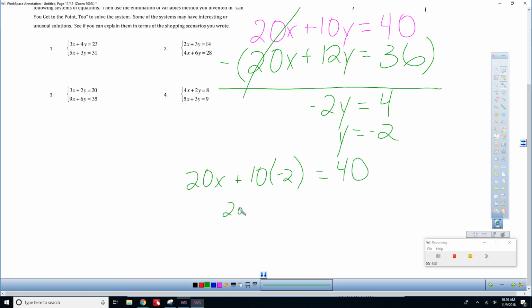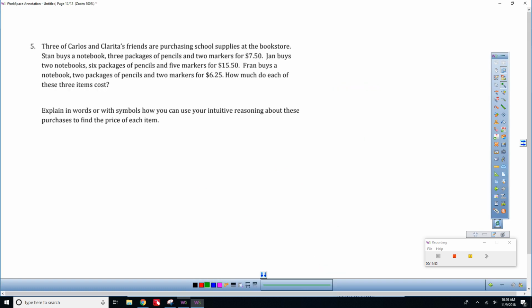20x minus 20 is 40. Add 20 to each side. 20x is 60. Divide each side by 20. So $3 for an apple. Negative $2 for a banana. I think I'd take some bananas. Incredible. All right, we'll speed up now.